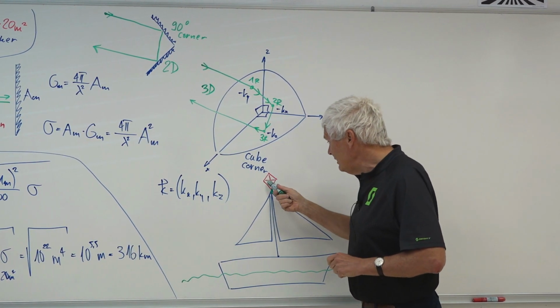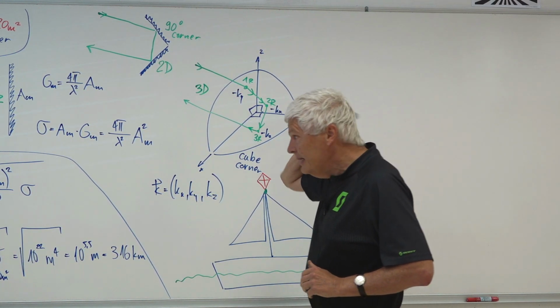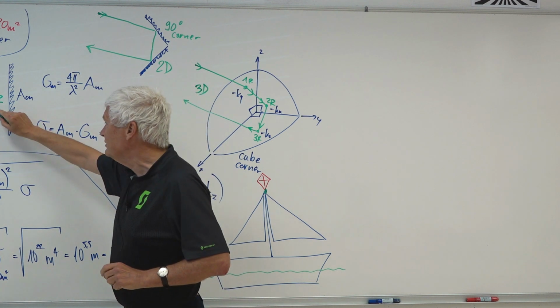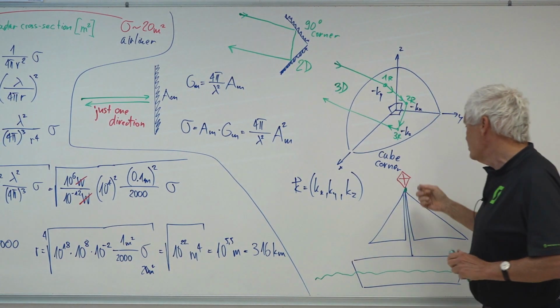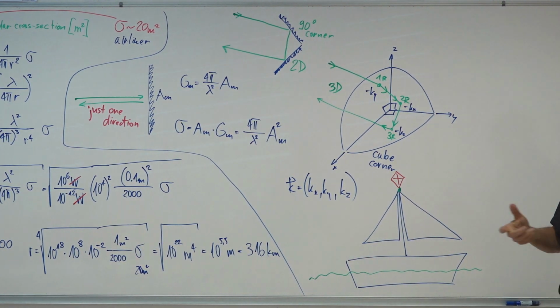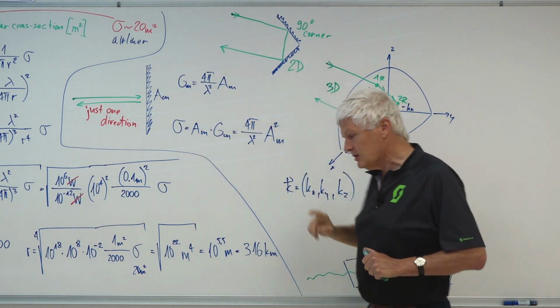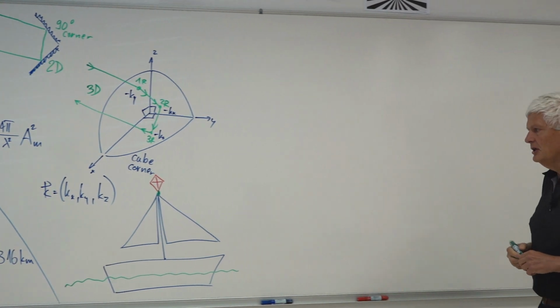Even though this is maybe 10 centimeters large, the area becomes very large because the wavelength of the radar is very short. The maritime radar wavelength is around 3 centimeters. So if I have 20 centimeters here, I already have about 10 lambda here. I have already multiplied my radar cross section by a factor of 100. So this is a very efficient cube corner.